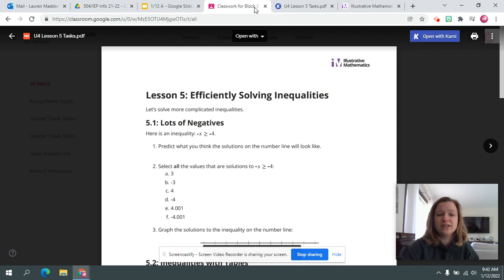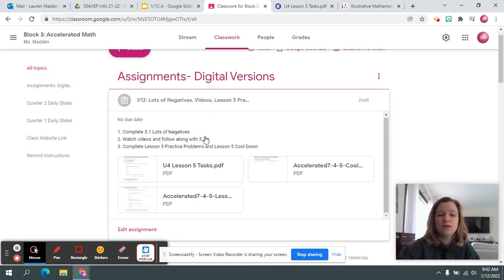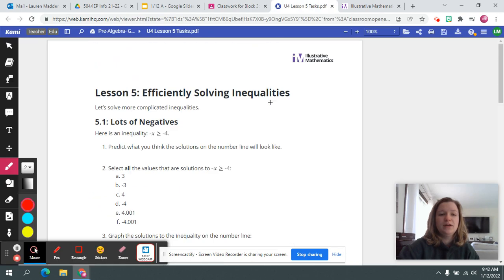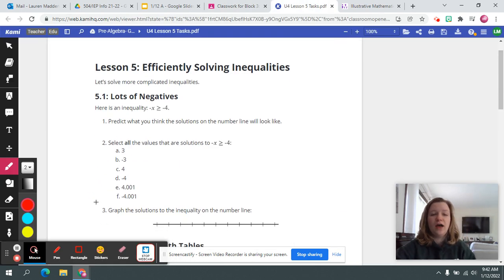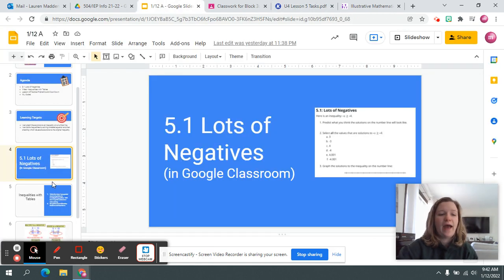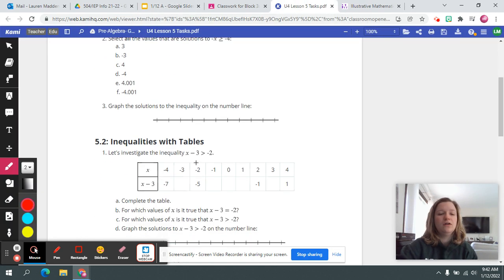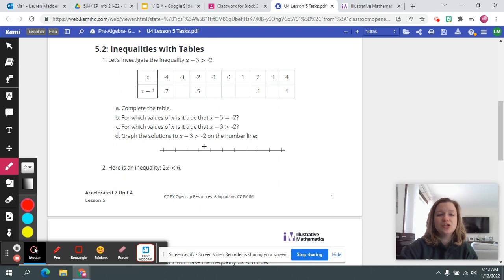As you're looking at today's assignment, you are going to complete the first part on your own. When you go into the assignment, you'll see it says Unit 4, Lesson 5 tasks. When you open that up, this first part, 5.1, I want you to complete on your own. It's sort of an opener to what we're about to do. After that, right now we're going to go through inequalities with tables together. So let's see what it's asking us to do.